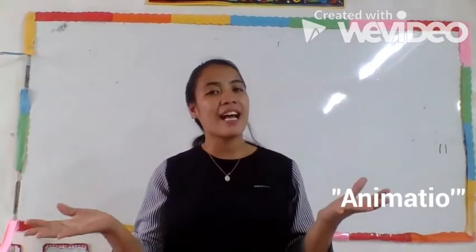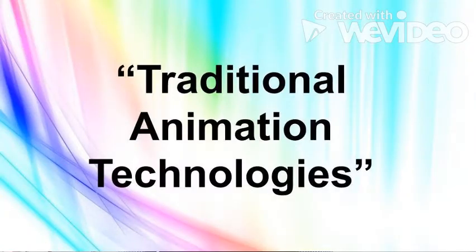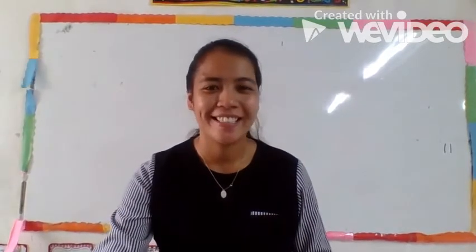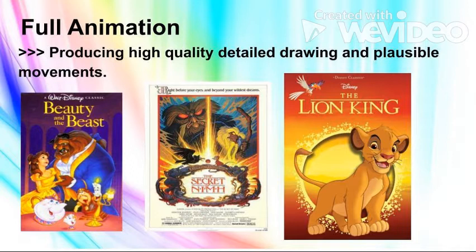Okay, very good. At this time, let me share with you the examples of traditional animation technologies. First, we have full animation. Full animation refers to producing high quality detailed drawing and plausible movement. Can you see the picture? The first picture, these are the best examples for full animation. We have Beauty and the Beast. As you can see, it has detailed drawing and plausible movement. Picture number two is The Lion King.